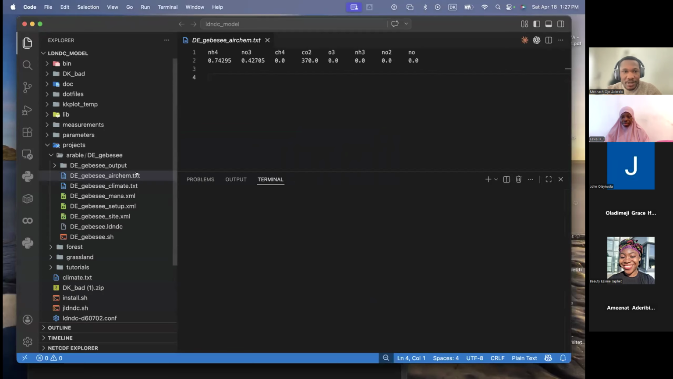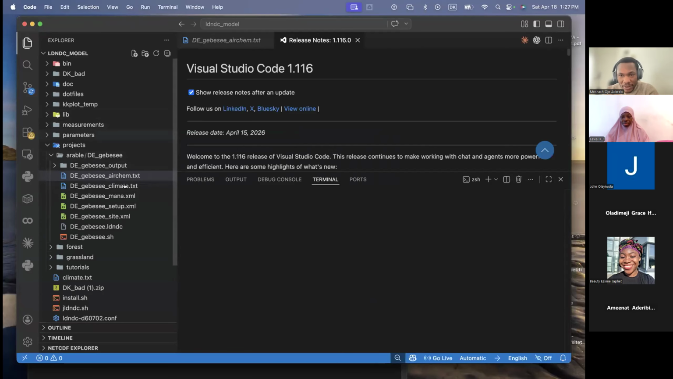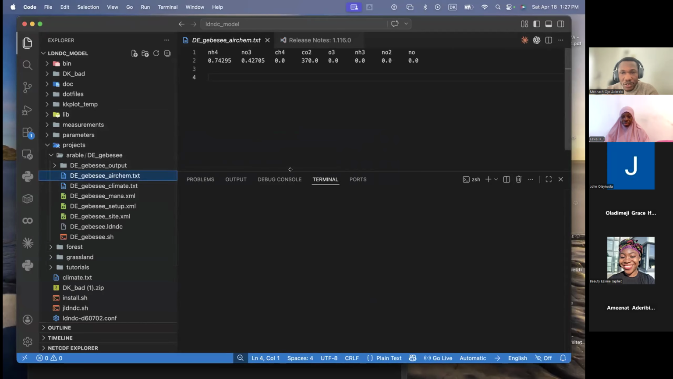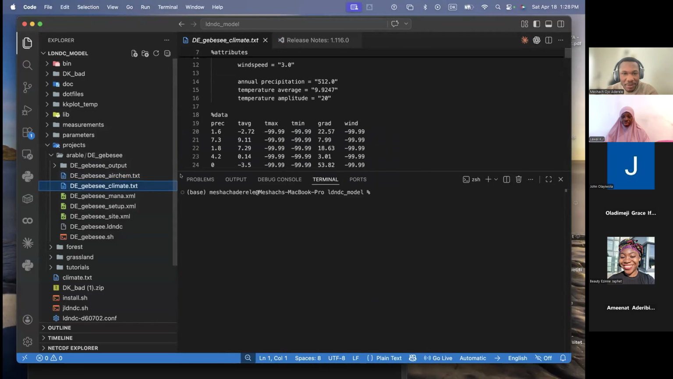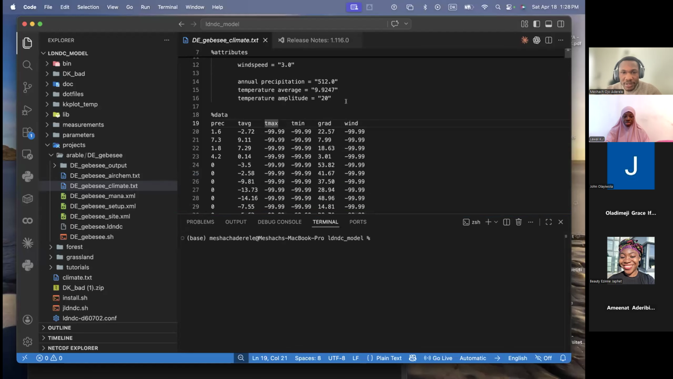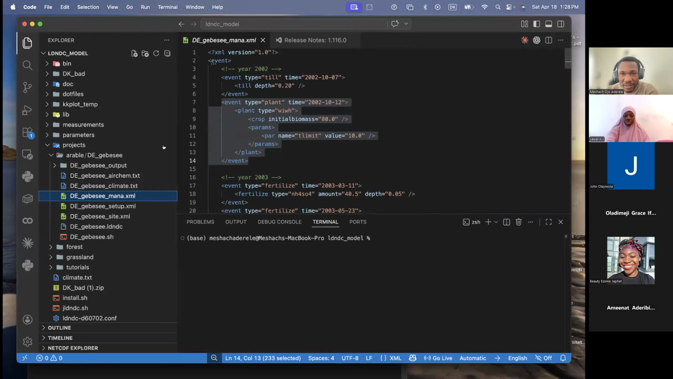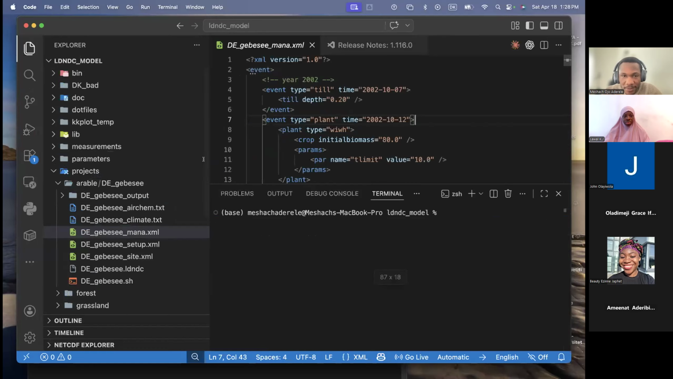All right. So this has opened the VS Code. This will have the files. And in the files, you can see the different files that we have. The air chemistry, all these are like climate parameters. We have the climate value, precipitation, temperature, radiation, and wind values. These are the management file, which is what I want us to see.